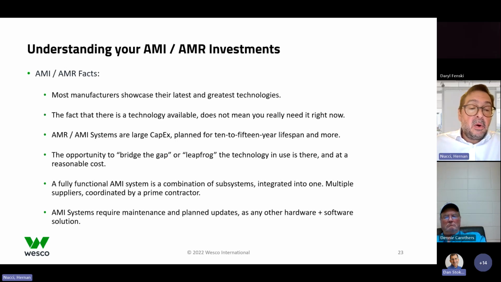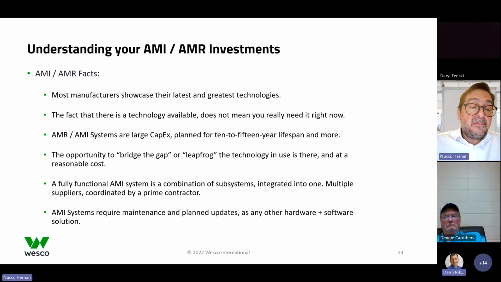Another fact, there's always an opportunity to bridge the gap or leapfrog the technology. So we have a case in which a customer is using the turtle system and electromechanical meters. So the right thing to do is go to an AMI system, probably jump over AMR. You don't need to follow the curve. You can leapfrog and jump technologies if needed.